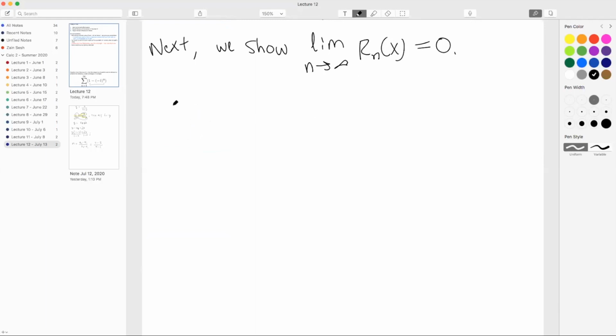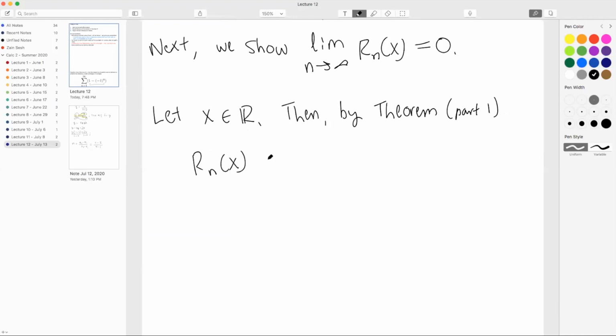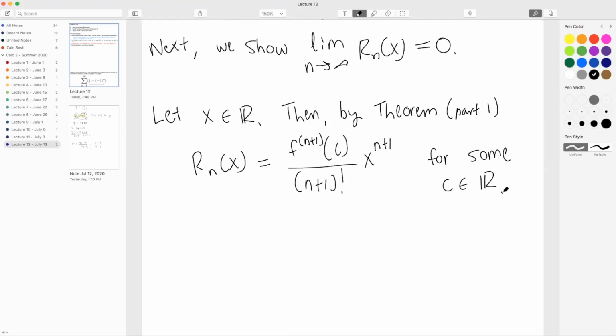First of all, let me just pick an arbitrary real number. So let x be a real number. Then by theorem part 1, which was the explicit formula for the remainder term, the nth remainder of x will equal the n plus 1th derivative of f evaluated at c, divided by n plus 1 factorial, times x to the n plus 1, for some real number c. So this was that very powerful theorem, part 1. It gave us an explicit formula for the remainder term.